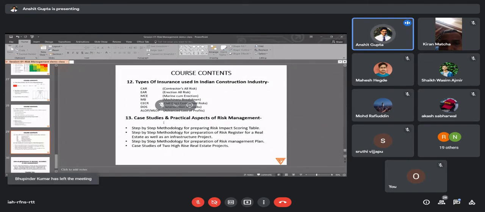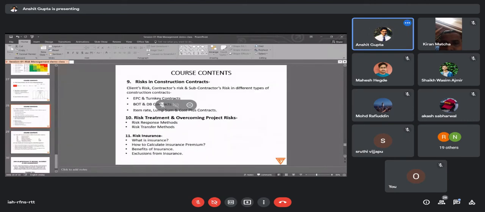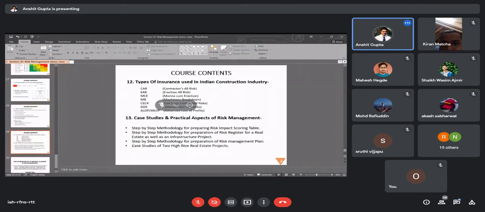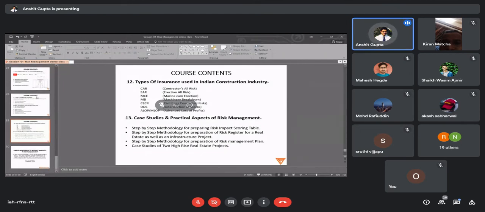Then finally, we will do case studies and practical aspects of risk management. Step by step, I will tell you the methodology for preparing the risk impact score table, and then the risk register, and then we will together prepare one for a real estate project as well as for an infra project. And then I will show you case studies which I have already prepared on the two real estate high rise projects which I have worked on. I will show you their case studies and we'll discuss how we can further improve our risk registers.